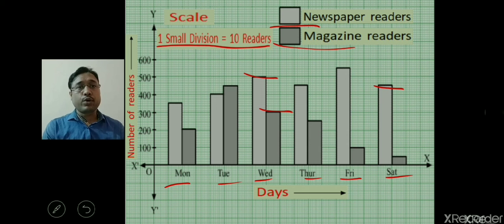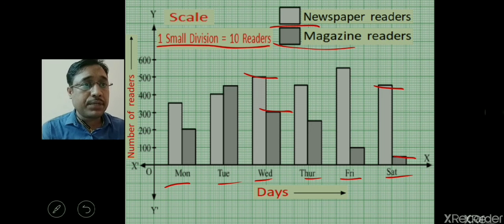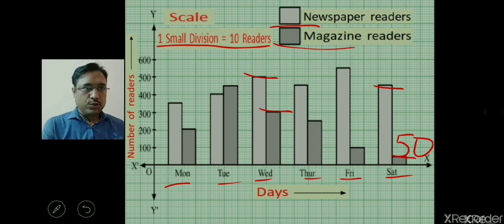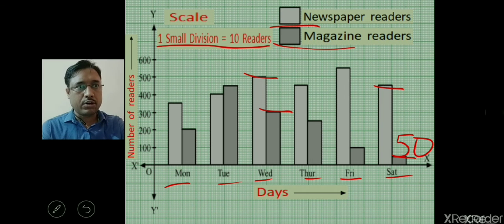It is shown at 400, between 400 and 500, just in the middle of 400 and 500. So it's showing 450 newspaper readers on Saturday, and you can see here for the magazine readers it is just between 0 and 100, just in the middle you can say. So it is showing the data 50 here. You can see it is showing the data 50 for the magazine readers who came on Saturday. So this way you will draw the double bar graph, and also read the bar graph to answer questions based on the bar graph or double bar graph.